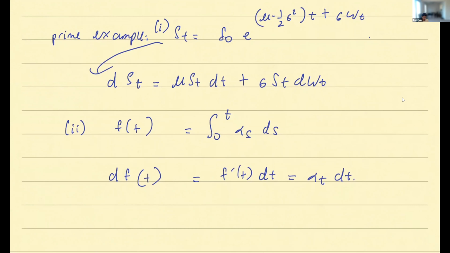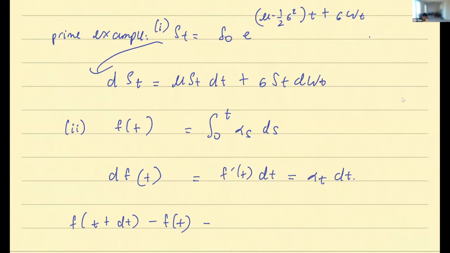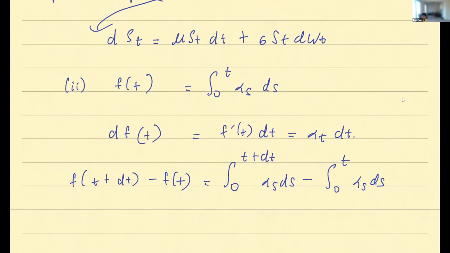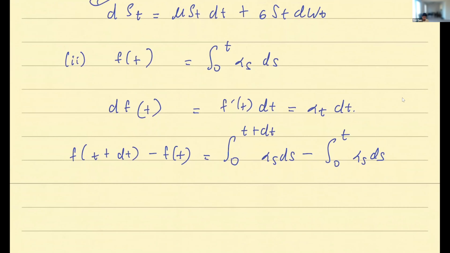But this is very, very intuitive, because what is this? This is f of t plus dt minus f of t. That's the change in f. Well, what is it? That's going to be the integral from 0 to t plus dt minus the integral from 0 to t. Agree? Well, what is this? This is the integral from t to t plus dt of this.